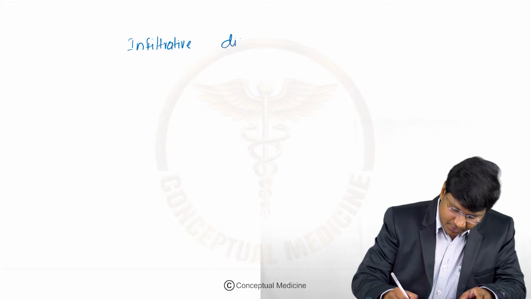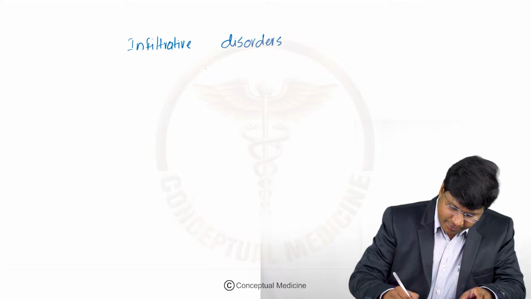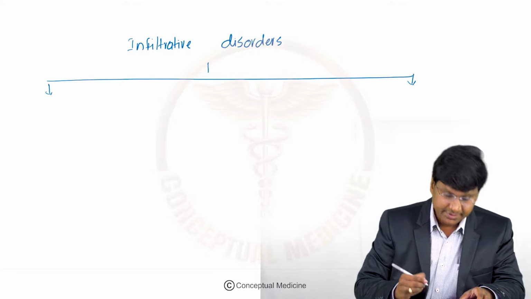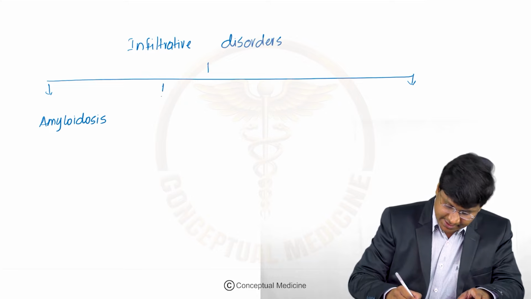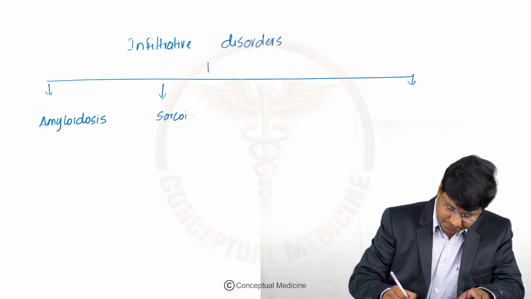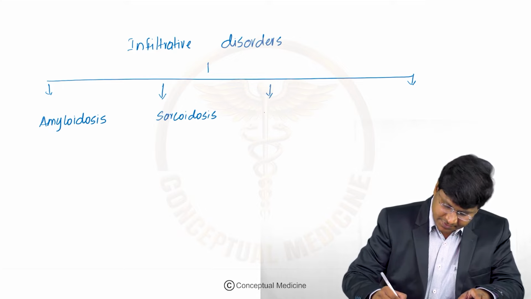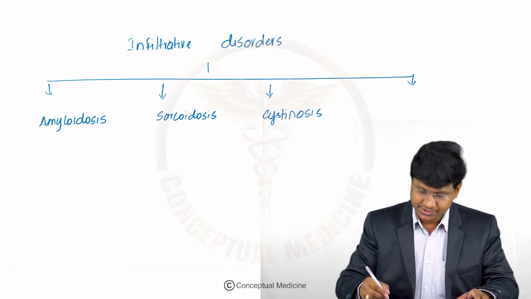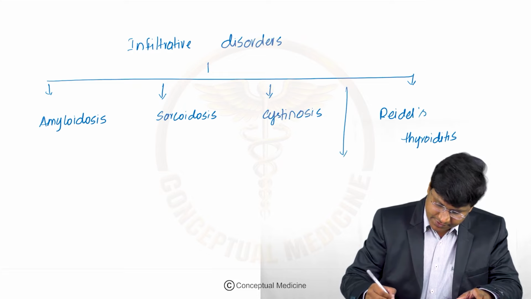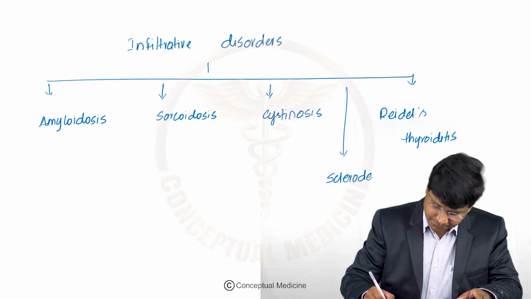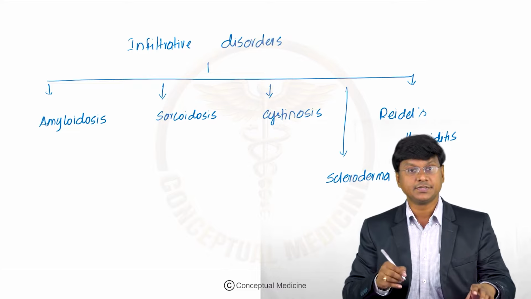Then, followed by that, we have infiltrative disorders causing primary hypothyroidism. Now, what are these infiltrative disorders? That includes number 1, amyloidosis. Number 2, sarcoidosis. Number 3, cystinosis. Next we have Riedel's thyroiditis. Next we have scleroderma. So these are the infiltrative pathologies.